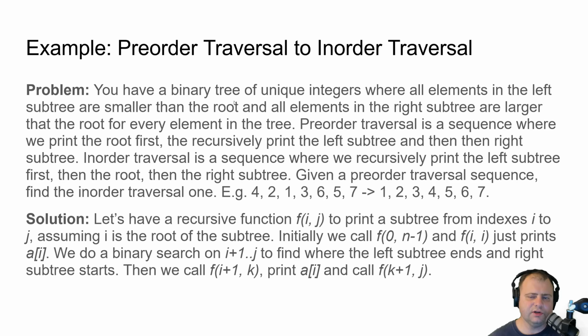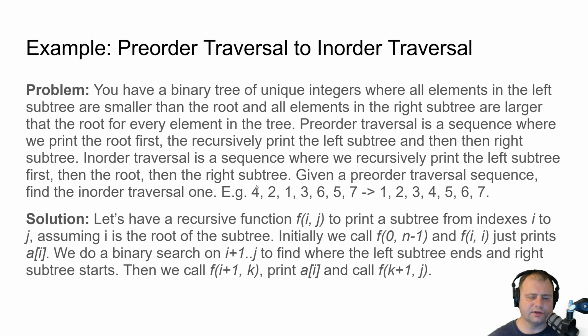Preorder traversal is a sequence where we print the root first, just the number in the root, and recursively print the left subtree and then the right subtree. Inorder traversal is a sequence where we recursively print the left subtree first, then the root, then the right subtree. Now, given a preorder traversal sequence, find the inorder traversal one.